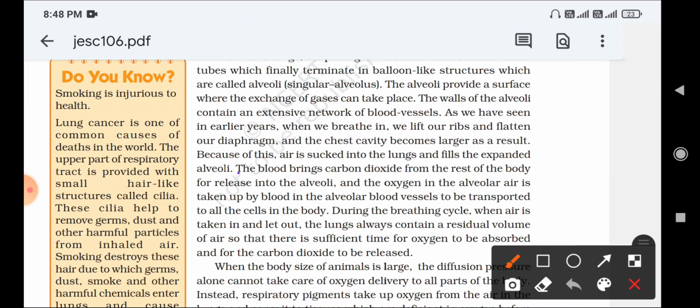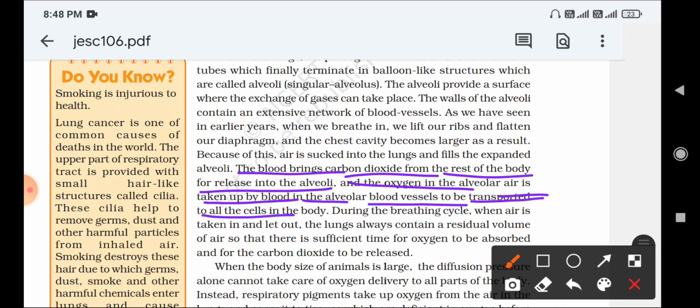The blood brings carbon dioxide from the rest of the body and releases it into the alveoli. The oxygen in the alveolar air is taken up by the blood in the alveolar blood vessels to be transported to all cells in the body. First the blood takes carbon dioxide from all cells of the body and passes it to the alveoli, and then the blood takes the oxygen from the alveoli and passes it to each and every cell of the body. This is the function of blood in the respiratory system.